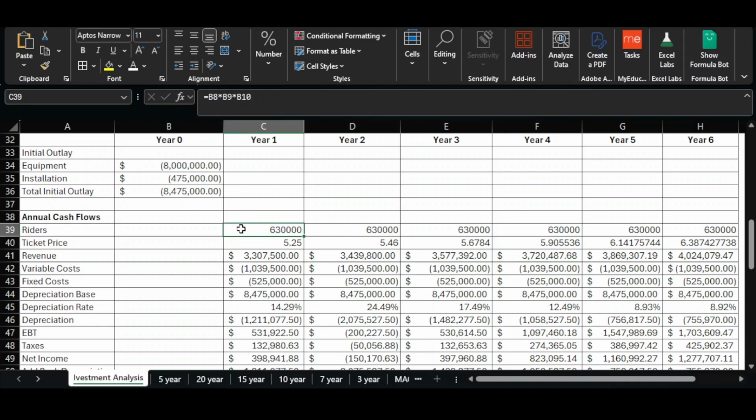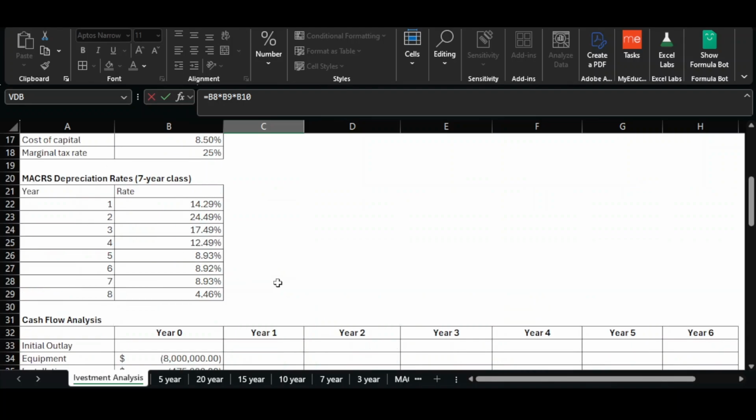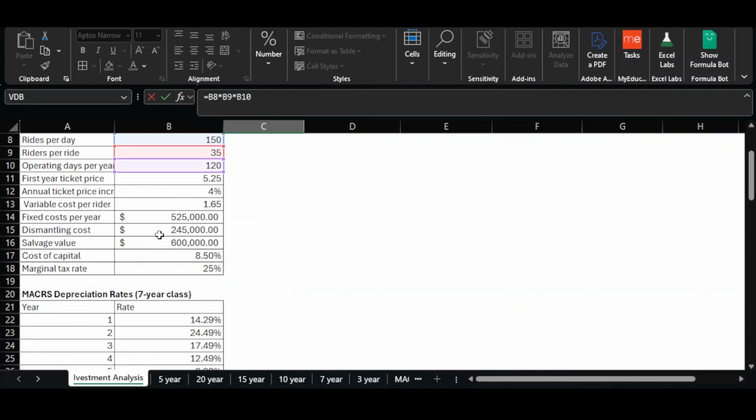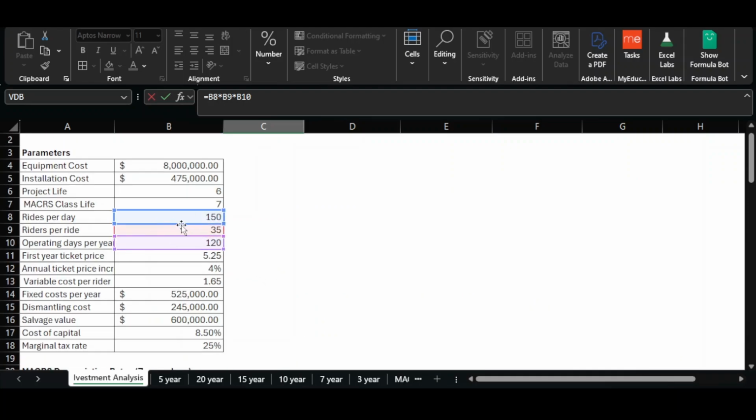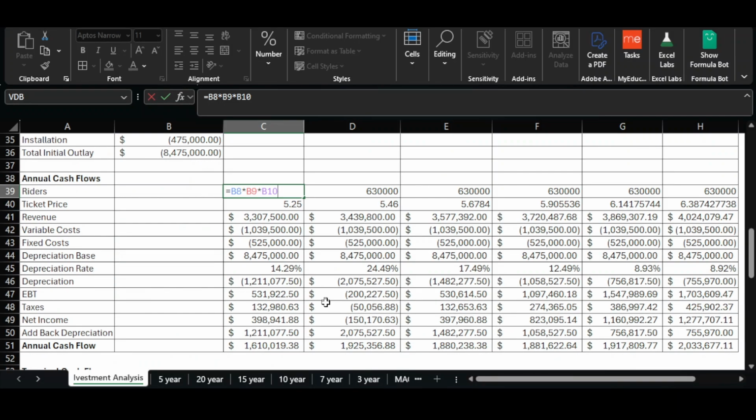By the way, the 630,000 value was calculated by multiplying the number of riders per day, per ride, and the number of days that it will operate in a year. Okay, and that's how you got 630,000. It's all the same every year, because that is how the problem was given.